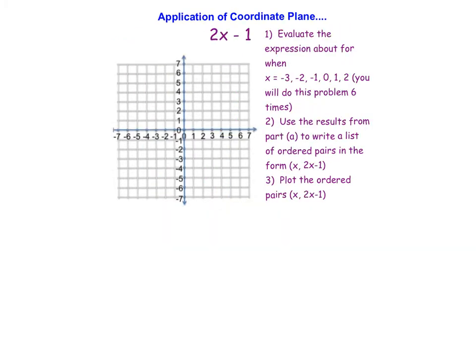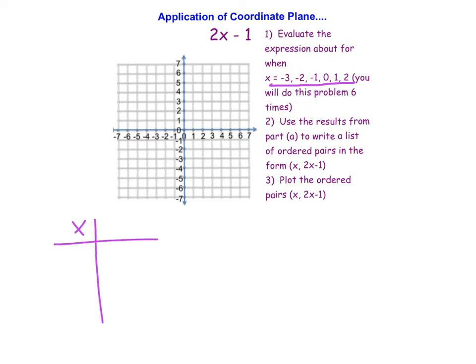And last but not least, we're going to apply the coordinate plane to the expressions we've been working on so far. So this says, evaluate the expression for when x is equal to -3, -2, -1, 0, 1, and 2. So essentially, you're going to evaluate this expression 6 different times for 6 different values for x. You're then going to use the results in part A to write a list of ordered pairs in the form x, comma, 2x minus 1.